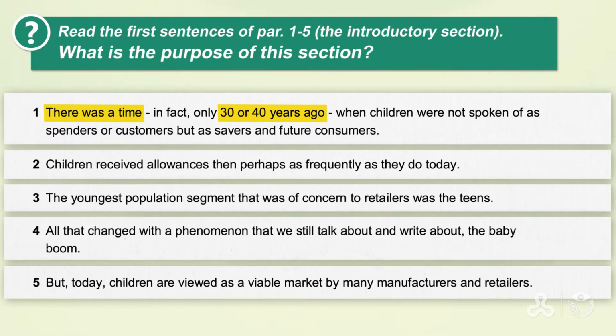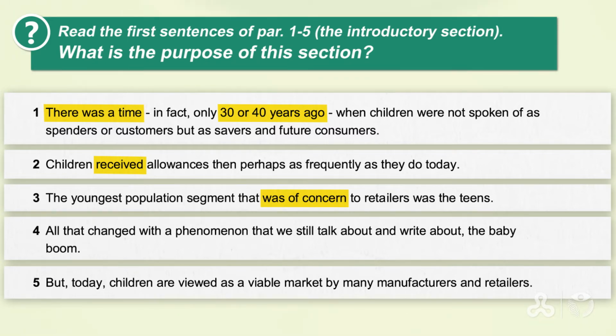Okay? Now, let's continue to the first sentence of paragraph 2. It says here, children received allowances. כן, ילדים קיבלו. עוד פעם יש פה אזכור של העבר. In paragraph 3, we have the words was of concern. Okay, הייתה דאגה. So again, we're talking about the past.